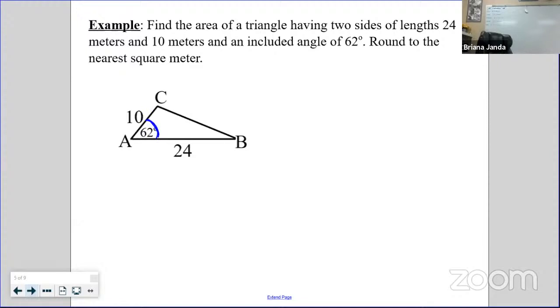Round to the nearest square meter, which means whole number, okay? And our formula is just as easy as putting in those numbers in the correct spots. So 1/2, the two sides on either side of our angle, sine of our angle. Fill those in. We've got 10, we've got 24. If it's multiplication, does our order matter? No. So if you flip those, that's fine. Times the sine of our angle, 62 degrees. As always, be in degree mode on your calculator.